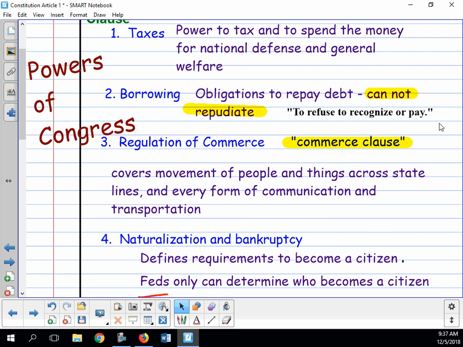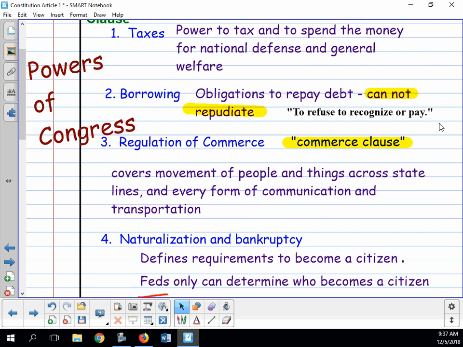All right, number three, regulation of commerce. This is a very large, broad clause. It's known, in fact, as the Commerce Clause. The Commerce Clause covers movement of people and things across state lines and every form of communication and transportation. This is broad. It means any goods, any people, if you cross a state line, then there is regulation under the Commerce Clause. Route 70 is a perfect example. We move goods and people every day by the thousands and even the millions across these lines, right on Route 70.